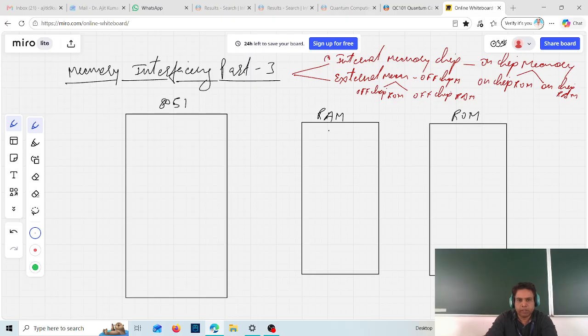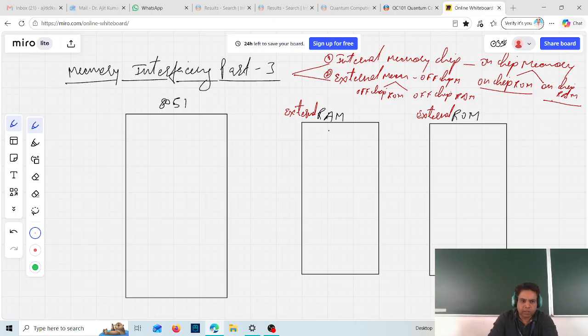One is called internal memory, and the other is external memory. Internal memory is also on-chip memory, consisting of on-chip ROM and on-chip RAM. Similarly, the second one is external memory, in which we have off-chip ROM and off-chip RAM. Here I have shown this RAM, which is external RAM. The capacity could be anything. Right now, I'm not going to talk about this one.